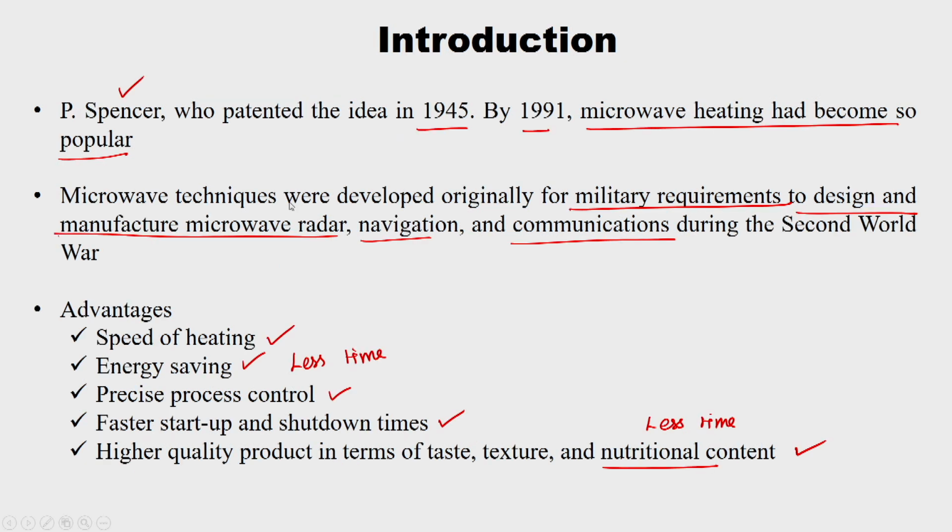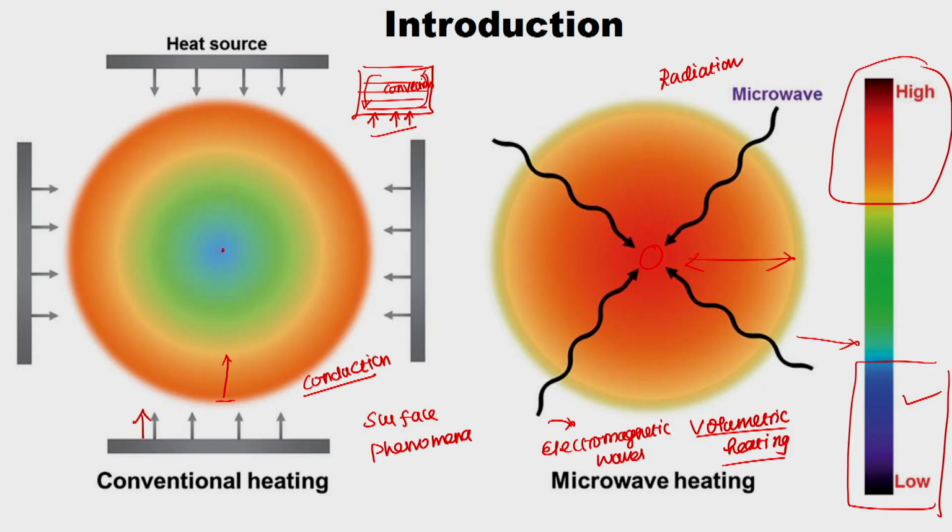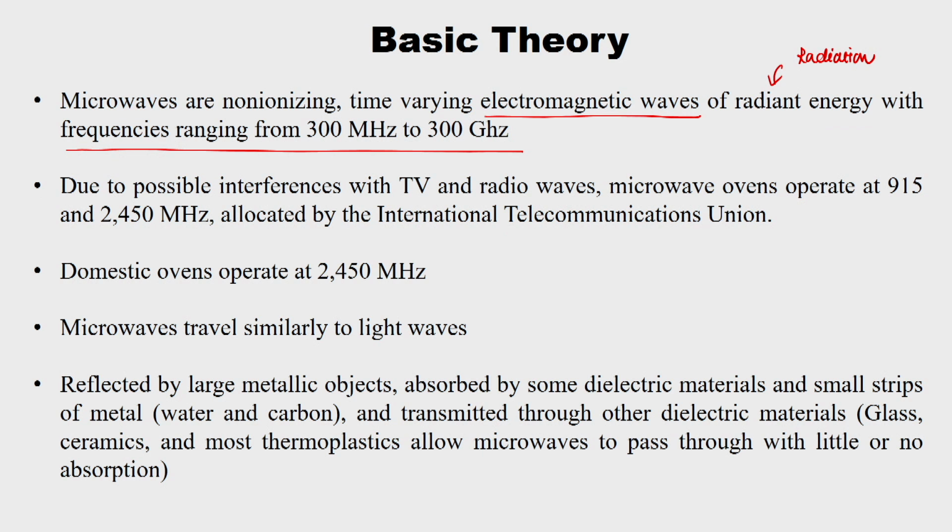Why we also told, right, there are only two frequency ranges applicable for microwave food processing, and there are three frequency ranges applicable for radio frequency. Why is it so? Because of not interfering with other signals, right. Due to possible interference with TV or radio waves, microwave ovens operate at 915 and 2450 megahertz, allocated by the International Telecommunication Union. Otherwise, there is no theory behind why I need to fix this particular frequency. The same applies with radio frequency as well, so as not to interfere with other signals.